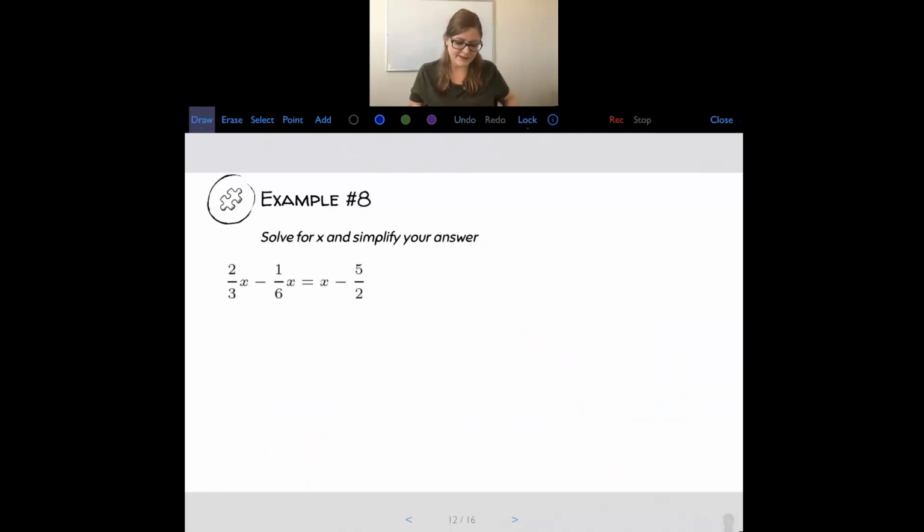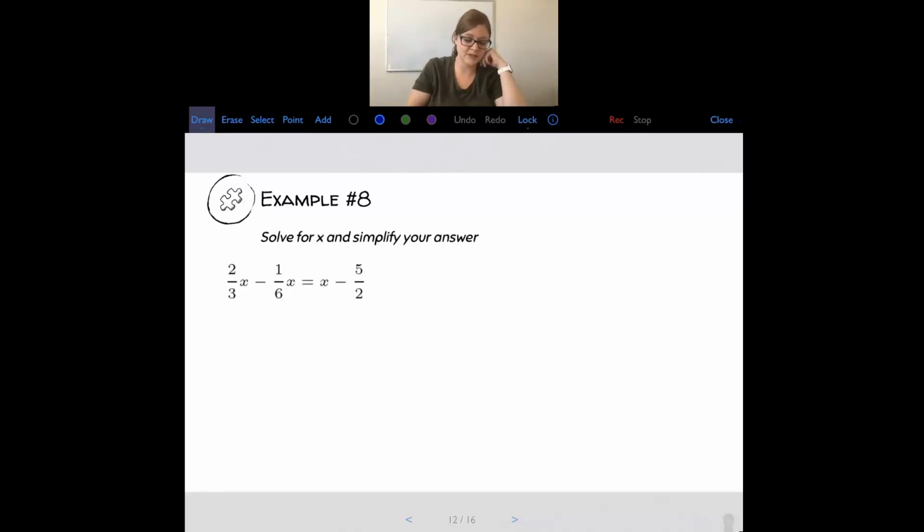Okay, solve for x and simplify your answer. With this problem, we have variables on both sides. We have different denominators going on. So I would probably multiply everything by the least common denominator to get rid of my denominators, and then we could solve it from there.